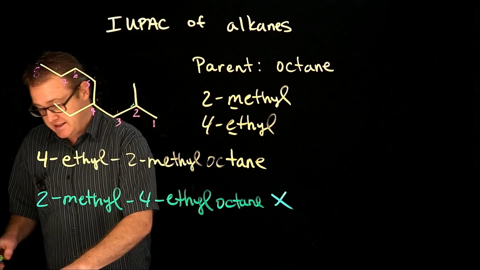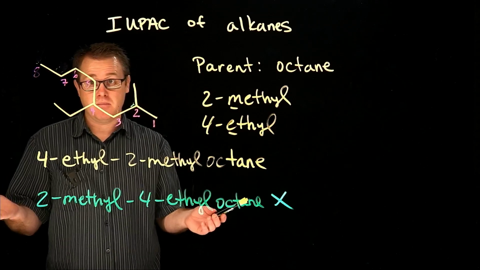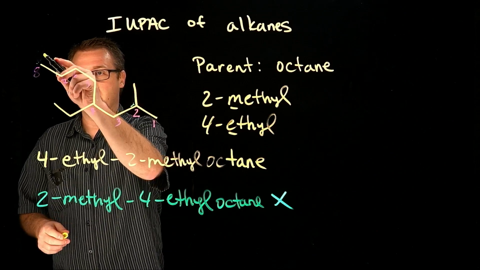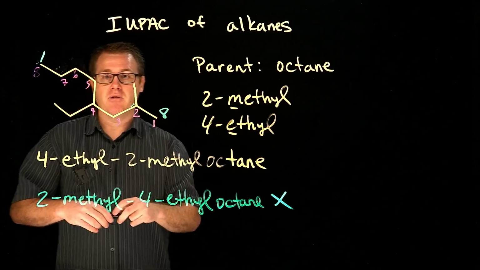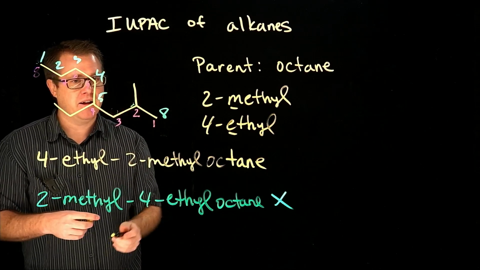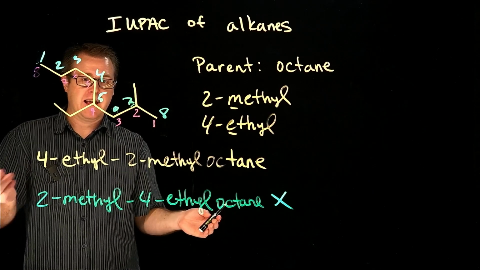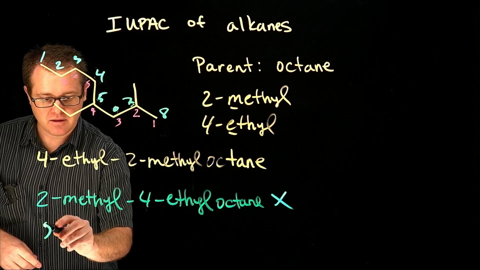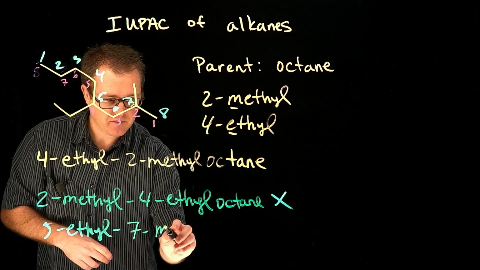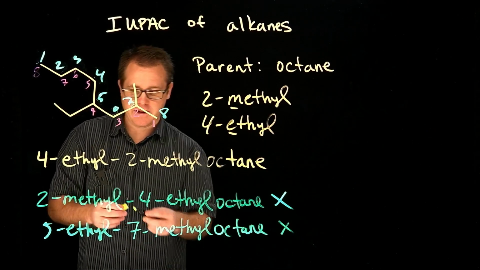Another simple, well, not simple, honest mistake would be misnumbering the parent chain. And so that would be numbering it in the other direction, like 1 through 8. So that would mean that the first substituent that we bump into would be at carbon 5, right? So another incorrect answer would be 5-ethyl-7-methyloctane. Another incorrect answer.